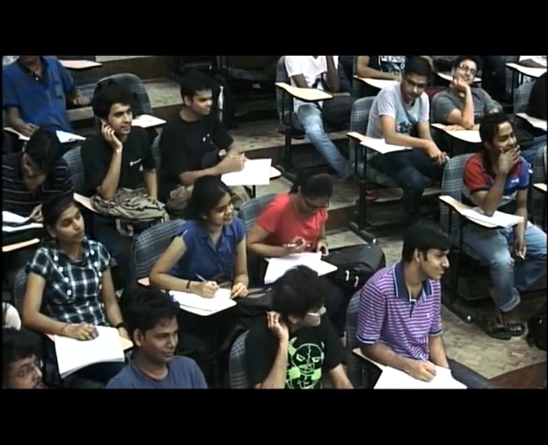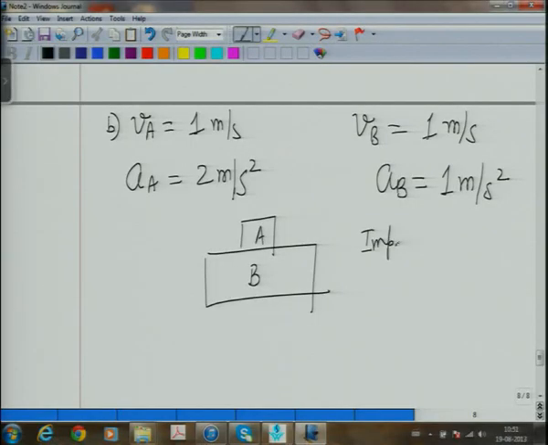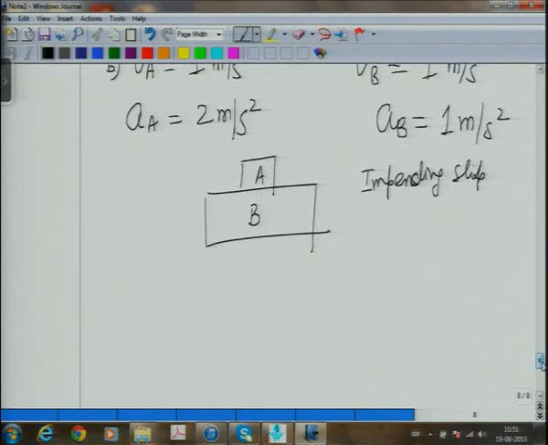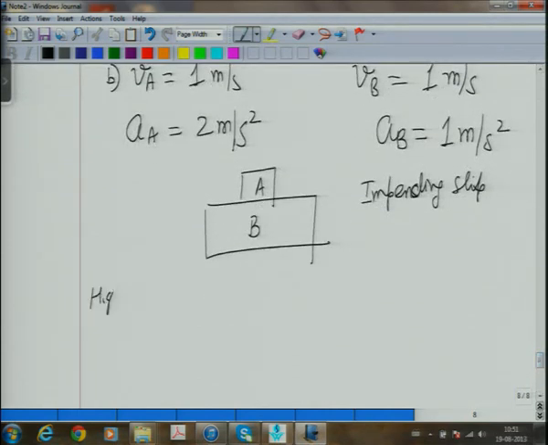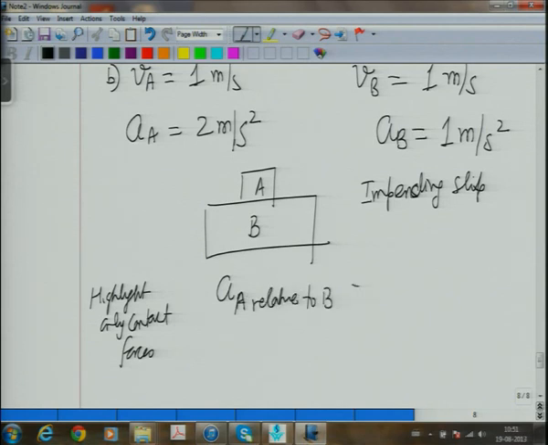Okay. So now what is this? This is a case of impending slip. Now when I draw the free body diagram, again we highlight only contact forces. So now, what is the acceleration of A relative to B? This is equal to 2 minus 1, which is equal to plus 1 meter per second squared.